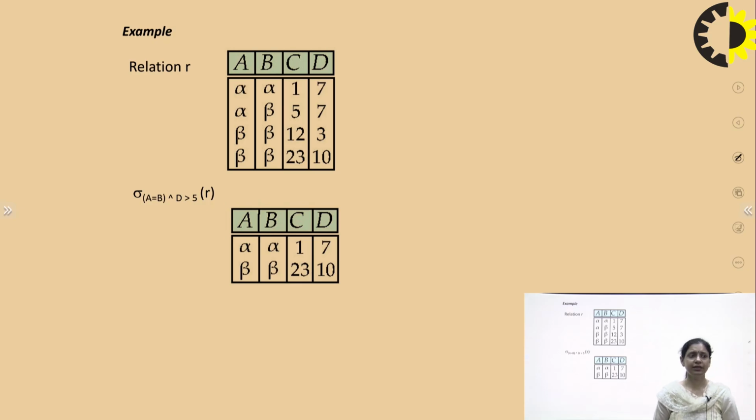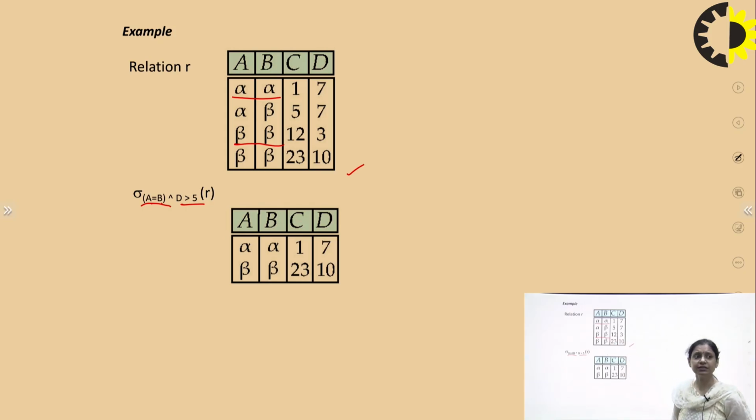So if we talk about a relation, here again we have two conditions. The first condition is on the attributes: the column A, the attribute A and attribute B should be equal. Along with it, we need the value of the column D to be greater than 5. So if we have this relation R, the first condition is A should be equal to B. Here A is not equal to B. A equal to B comes under this, where we have alpha alpha and beta beta.